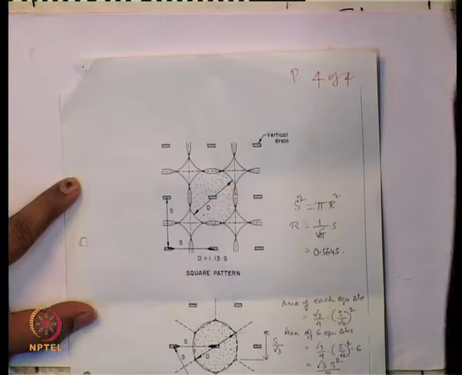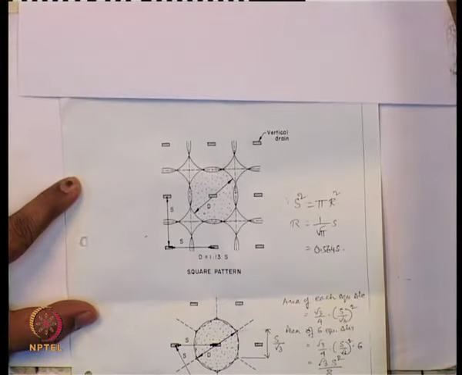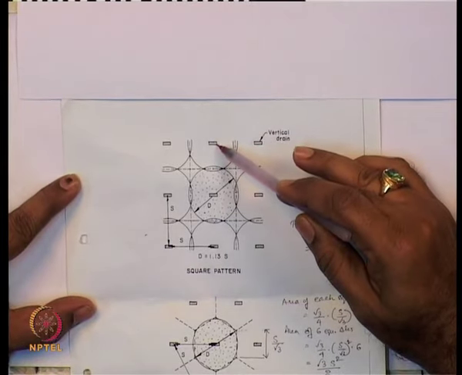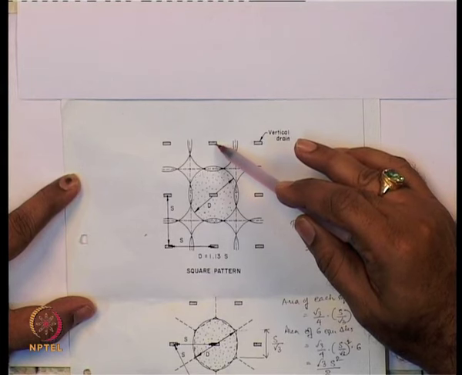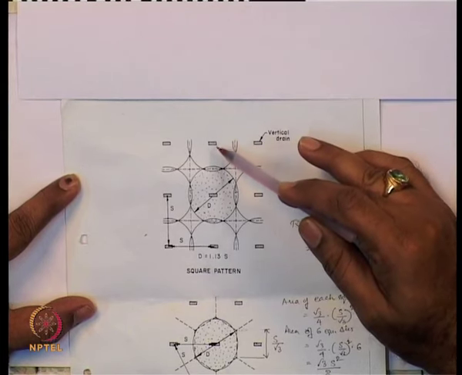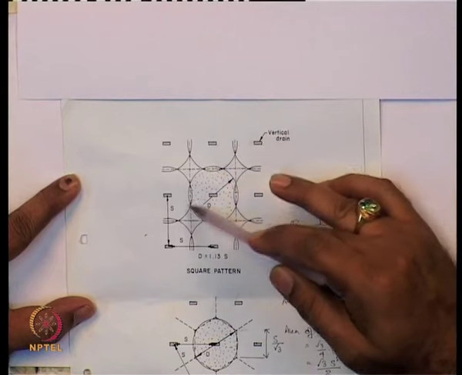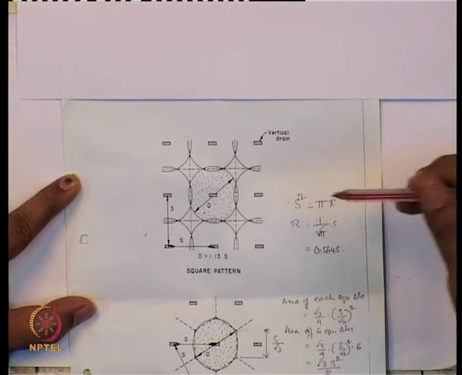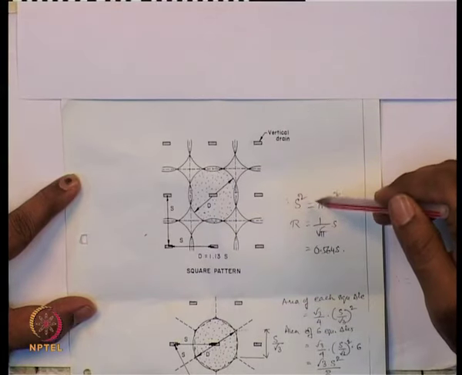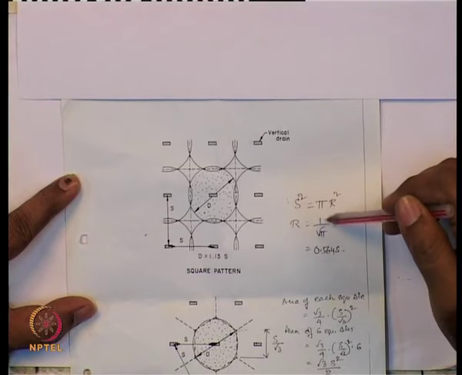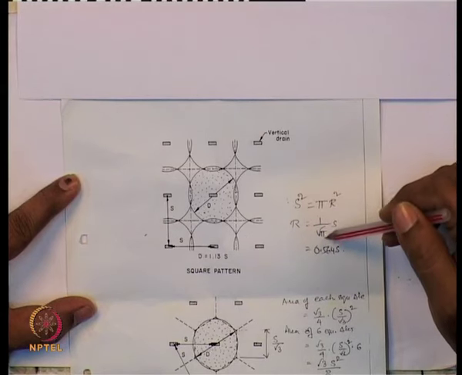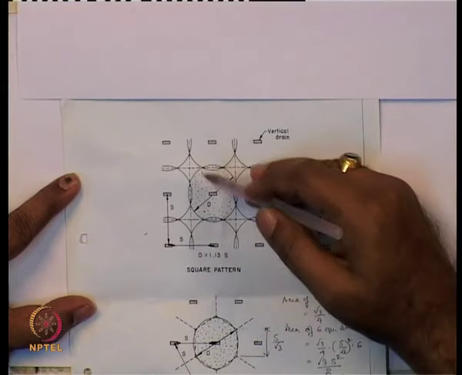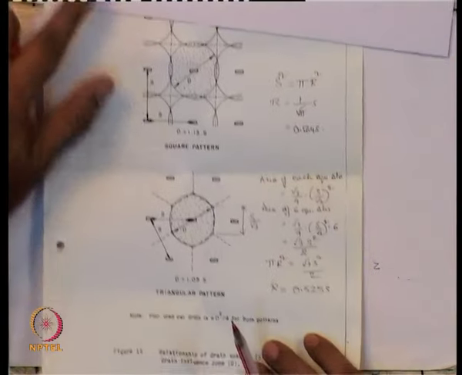And similarly for prefabricated vertical drains, as I told, these prefabricated vertical drains have a certain breadth and thickness, and their dimensions are relatively smaller compared to conventional sand drains. So this is the influence zone and this is the diameter, and here also the same is calculated. S square is equal to pi r square, r is equal to 1 by root pi into S, which is nothing but r equal to 0.64 S, and this is for the square pattern.